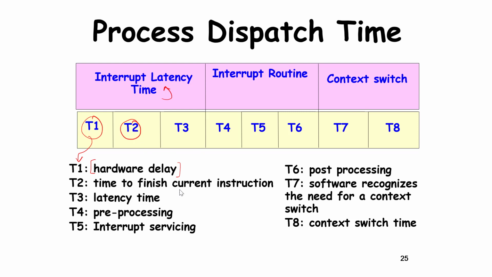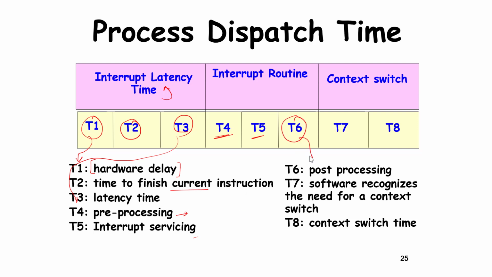T2 is the time required to finish the current instruction, because only then can you flush the pipeline. And T3 is the additional latency required to actually load the interrupt subsystem. Once the interrupt subsystem within the hardware is loaded, T4 would indicate the pre-processing time, and then T5 will be the interrupt servicing time within the interrupt service routine. The pre-processing would include some hardware time and some software time to store the registers in memory. Once all of that is done, the interrupt has been serviced.